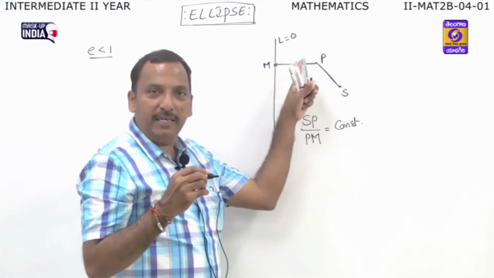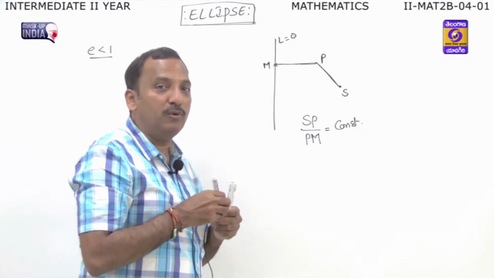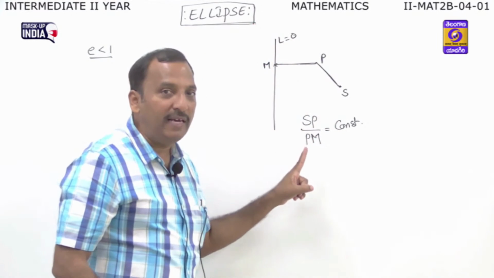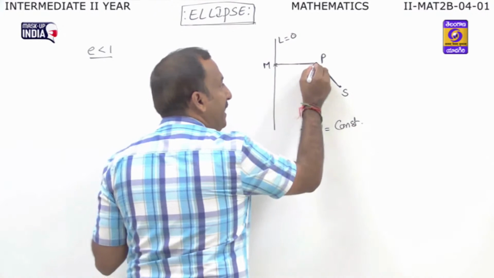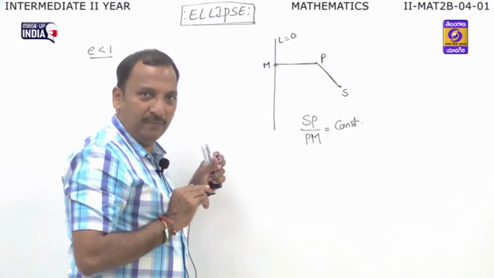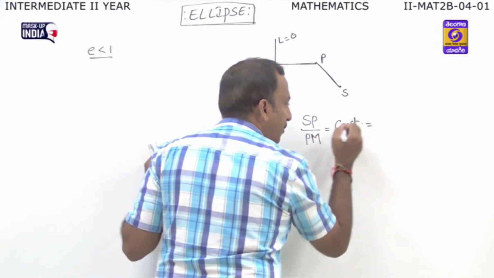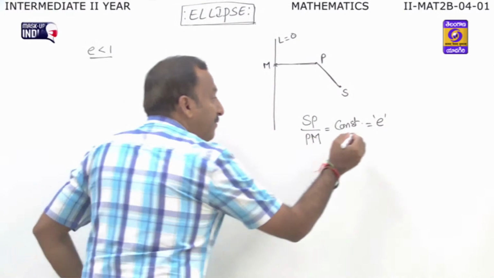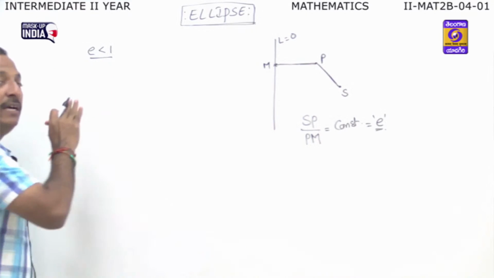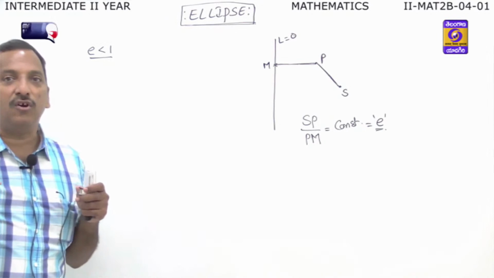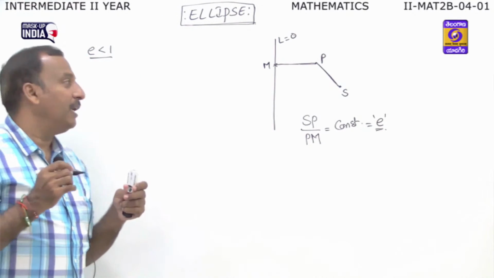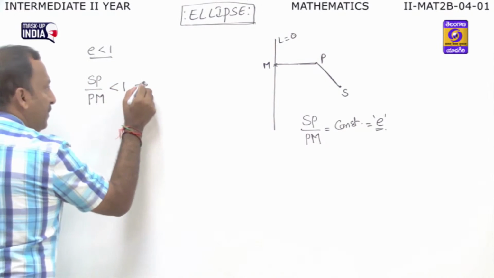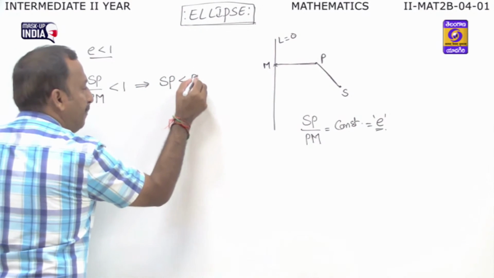So the point P is moving such that the ratio of its distances from the fixed point and the fixed line is always constant. The locus of the point P is called a conic. This constant ratio is called eccentricity, ఉత్కేంద్రత. If the eccentricity is less than 1, then it is called an ellipse. What does ellipse mean? SP by PM is less than 1, that implies SP is less than PM.